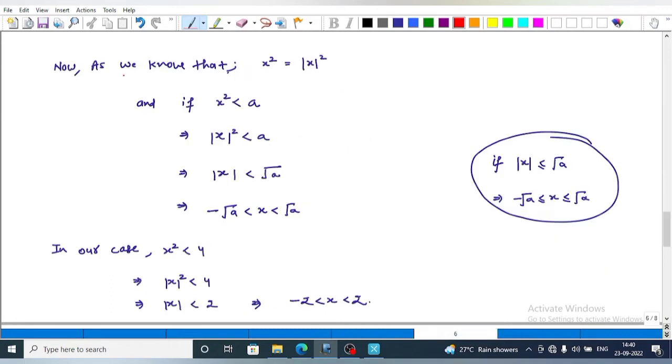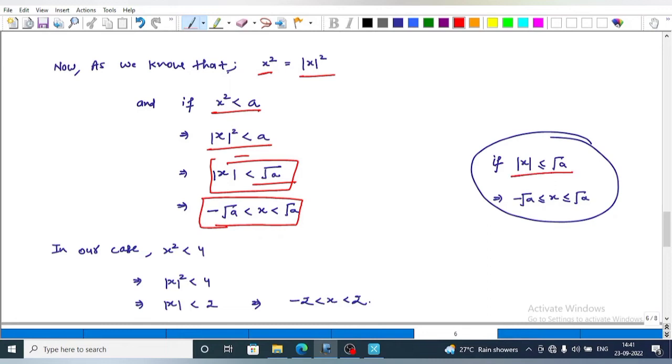Now, as we know, in mathematics x square is equal to the square of mod of x. Now if x square less than a, this implies that square of mod of x less than a. This implies that mod of x less than square root of a. And in mathematics this implies that minus root a less than x less than root a.